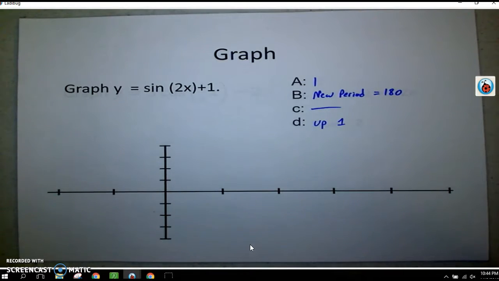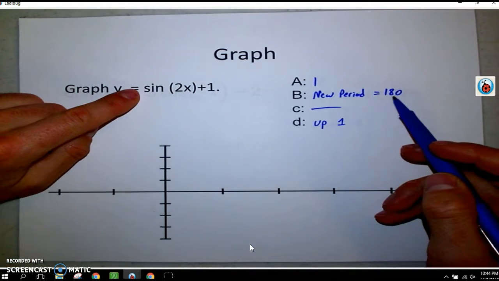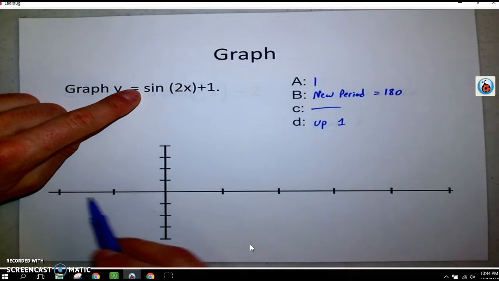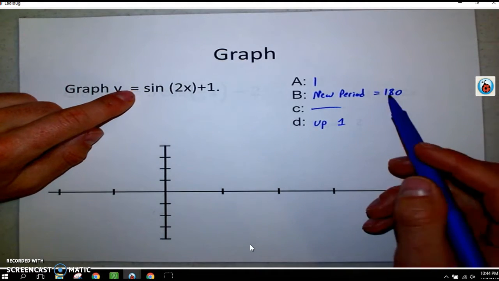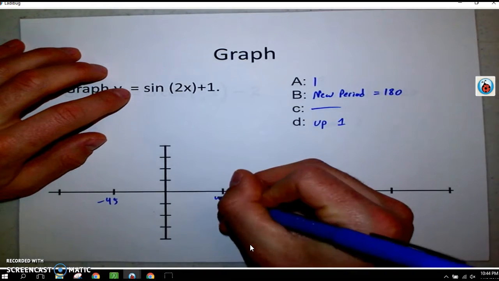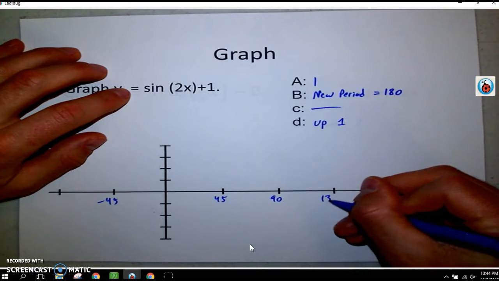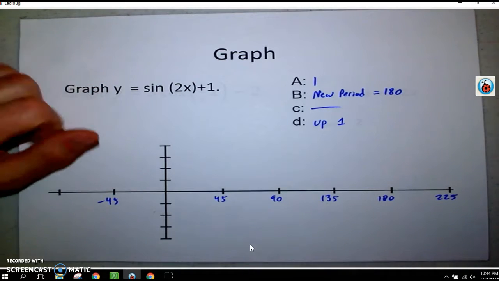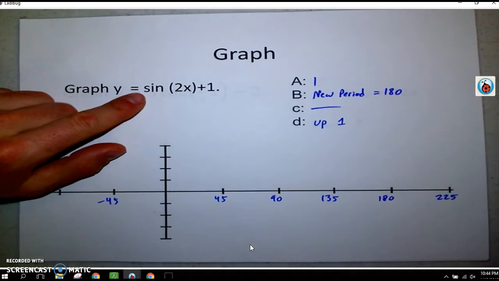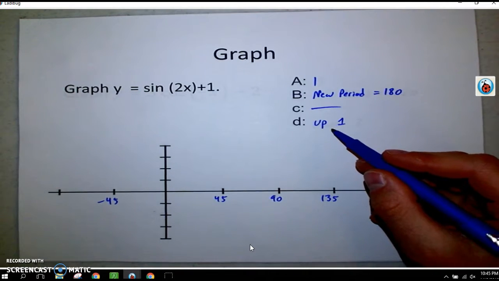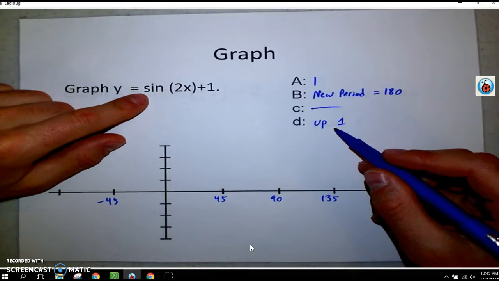In our next graph right here, I have an amplitude of 1, but this time I have a new period of 180. So since I have a new period, instead of going by 90s as we traditionally do, I'm going to go ahead and go by 45s. So I've got negative 45 there, 45, 90, 135, 180, and 225 would be the next one. And so now I'm going to take all of my points and I'm going to shift them up 1 unit from where they typically would be in my sine graph.